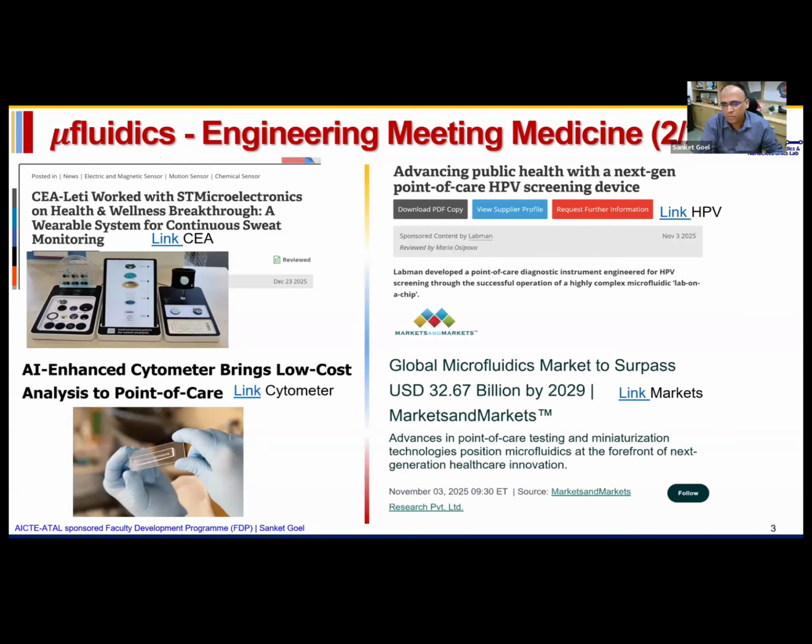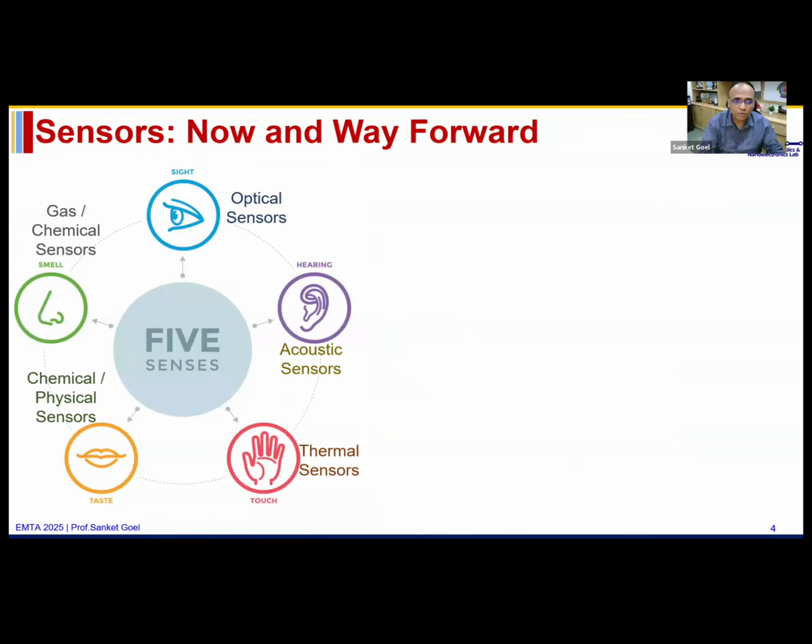Likewise, you can see many more devices like a point of care HPV screening device. And last but not the least, the market is growing significantly. You can see that in the next 2 to 3 years, the whole global market will be close to 35 to 40 billion dollars, and India itself is contributing 10 to 15% of the entire market. So it gives us a lot of motivation to work in this very interesting area of microfluidics, or lab on a chip, or micro total analysis system.